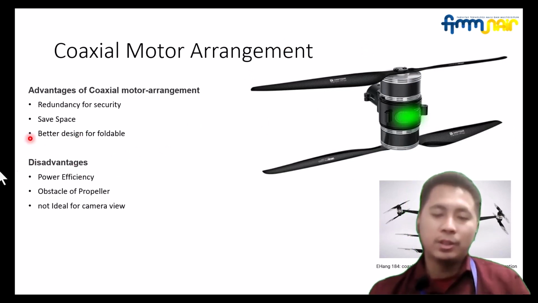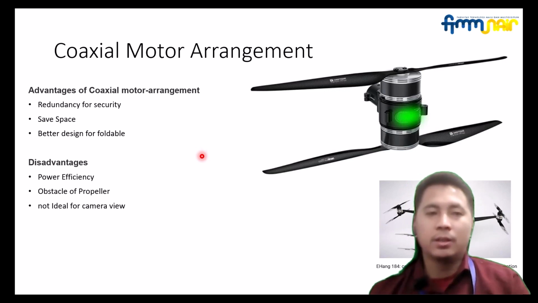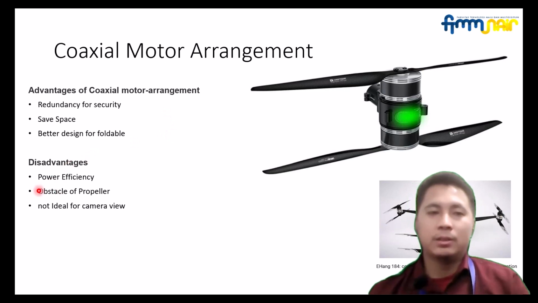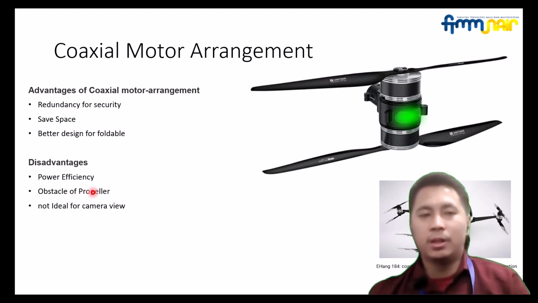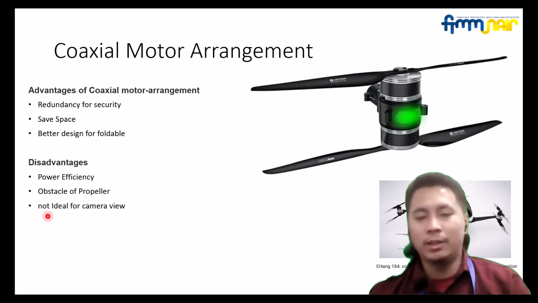The disadvantage is power efficiency. There is some 10% to 20% loss in power efficiency, because the bottom motor is turning in already sped up air, so it loses efficiency there. Propellers can also get caught by obstacles more easily, as the pilot could overlook them. Because the propellers are located above and below the arms, they are hard to hide from the camera view. That is a disadvantage as well, so it's not ideal for camera view.